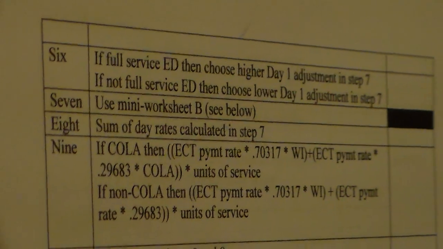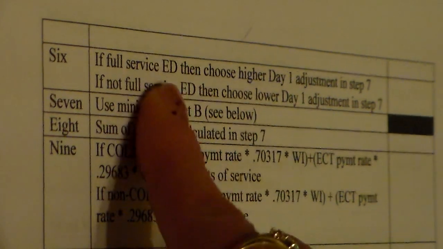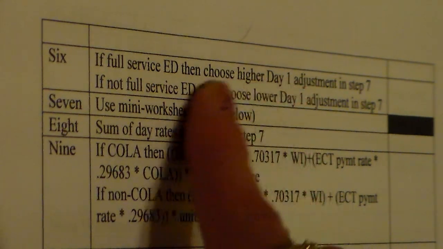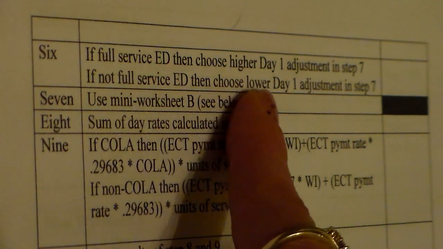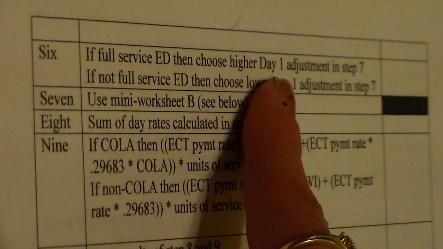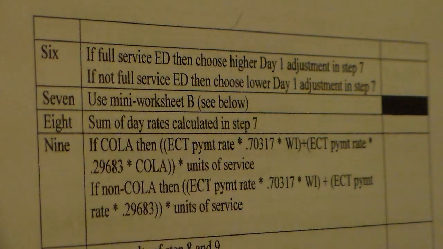Okay, we're asked that if this is a full service emergency department, if this facility has one, then we're going to choose the higher Day 1 adjustment rate for Step 7. If it's not a full service ED, we're going to choose the lower Day 1 adjustment rate. Now you may be asking yourself, what is she talking about?